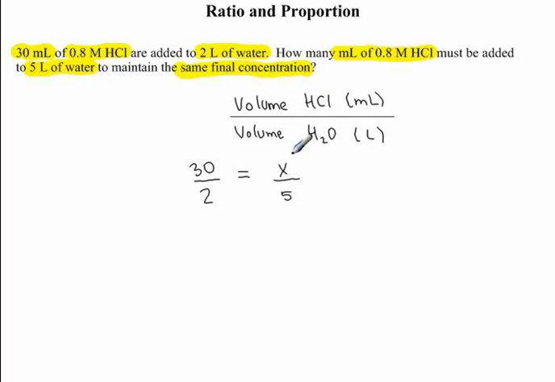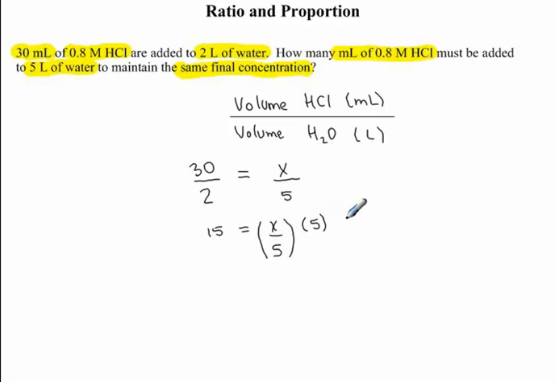All we're left to do now is to isolate for our X. We can first divide 30 by 2 on this side. 30 divided by 2 will give us 15. So 15 is equal to X over 5. Isolating for our X, we need to get rid of this 5. Since the operation here is division, we need to multiply both sides by 5, since multiplication is the opposite operation of division.